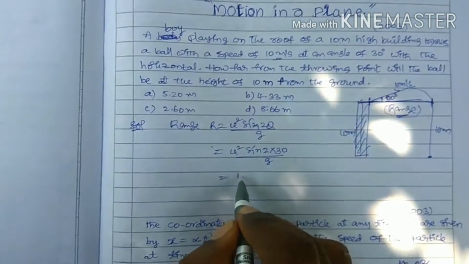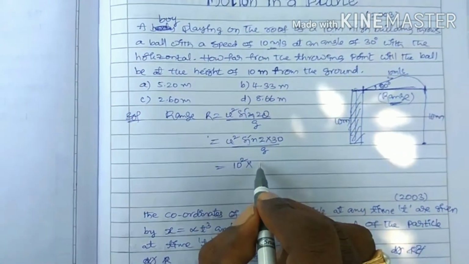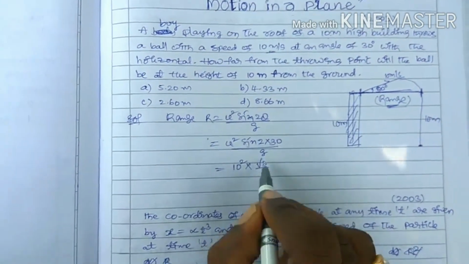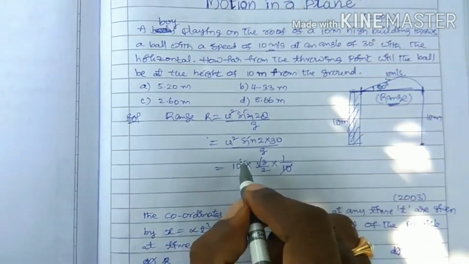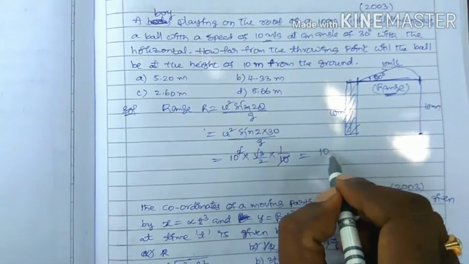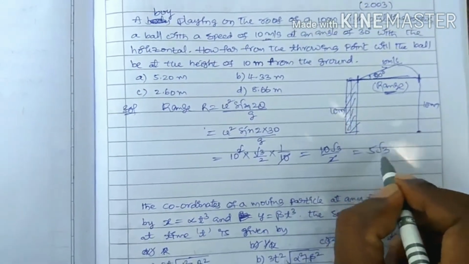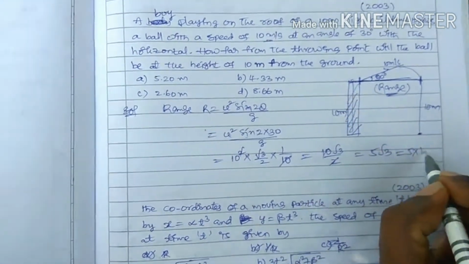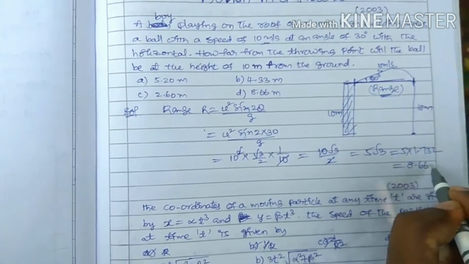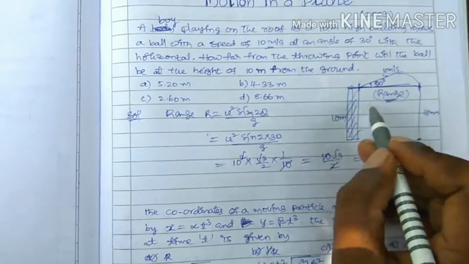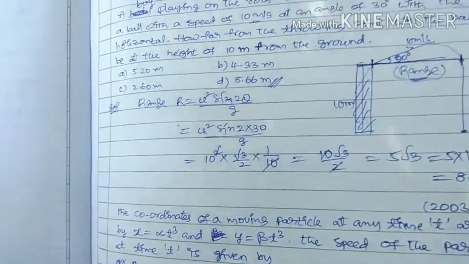Then it is 10 square into sine 2 into 30, which is sine 60. Sine 60 is root 3 by 2, into 1 by g, which is 10, where 10 square cancels out. It is 10 root 3 by 2, which equals 5 root 3. So root 3 is 1.732, and 5 into 1.732 gives us 8.66 meters. The range, the horizontal distance of the ball, is 8.66 meters.